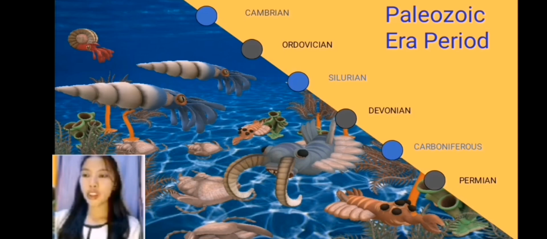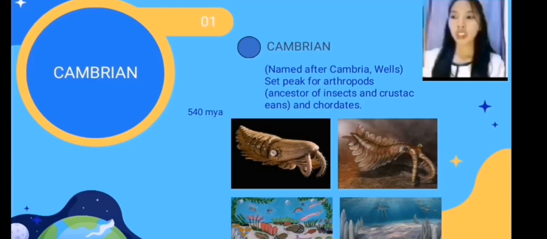Paleozoic era is the oldest era of the Phanerozoic Eon. It is divided into 6 periods: the Cambrian, Ordovician, Silurian, Devonian, Carboniferous, and Permian periods. Cambrian period is the first period of the Paleozoic era, spanning from about 541 to 485 million years ago.